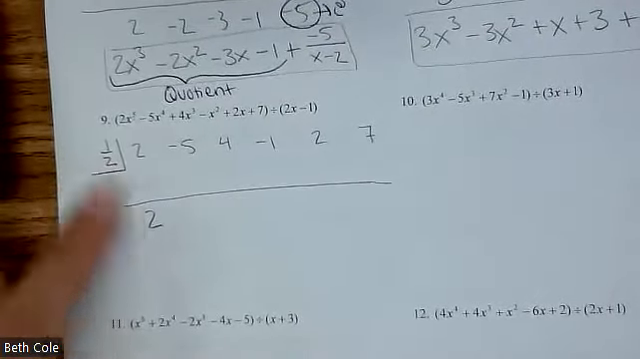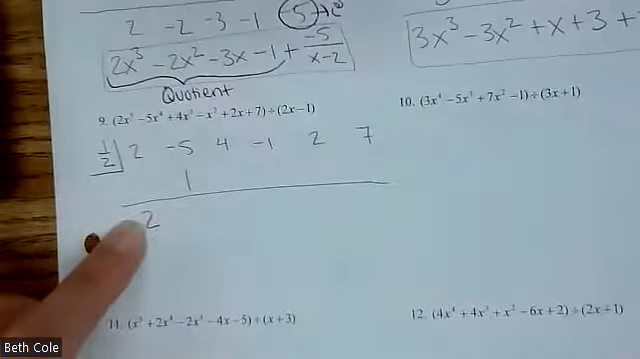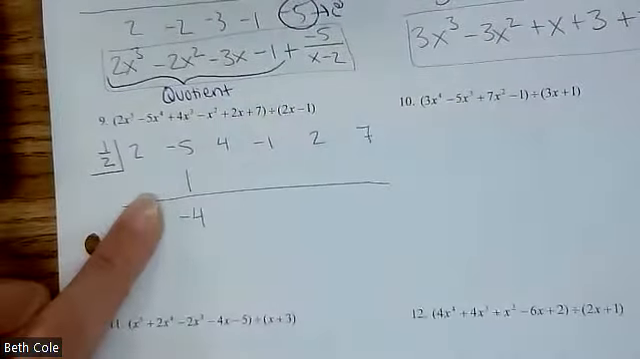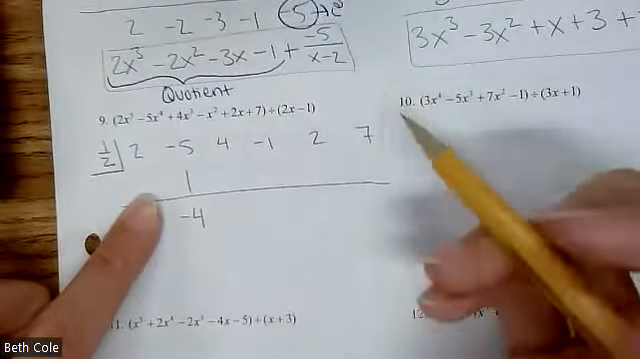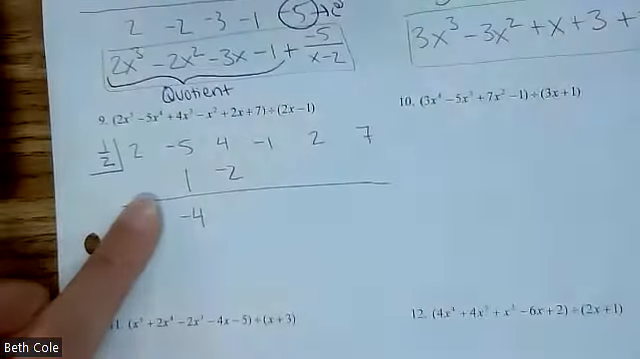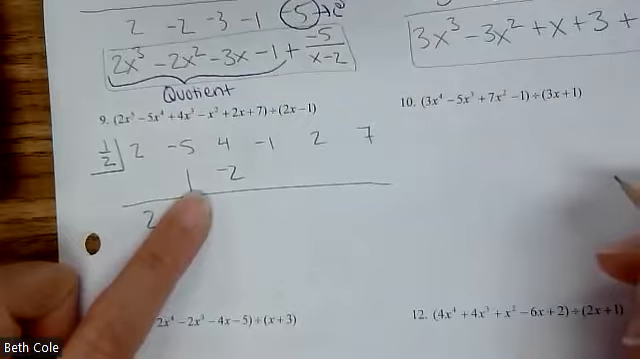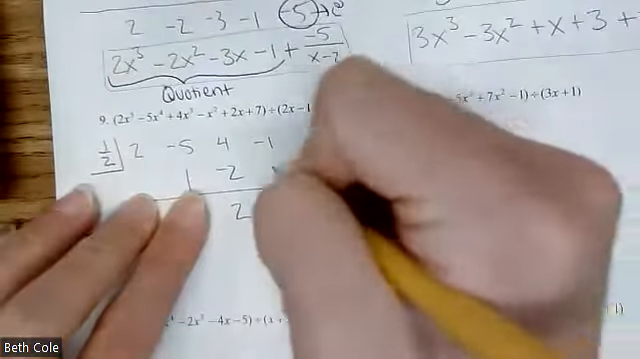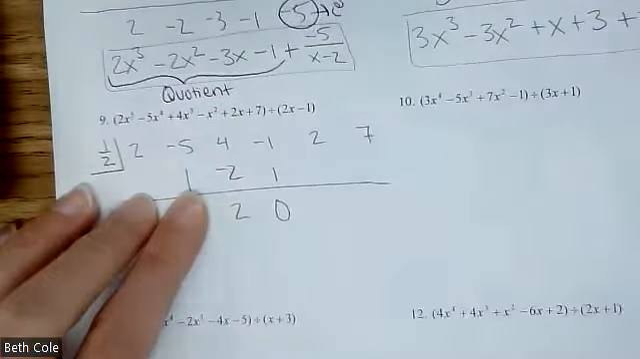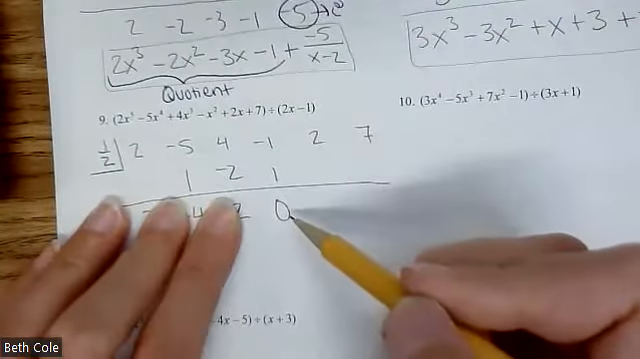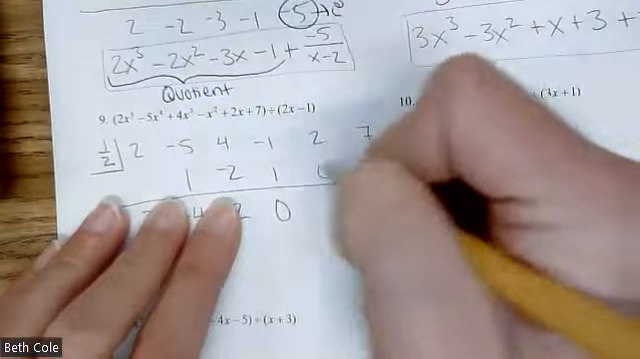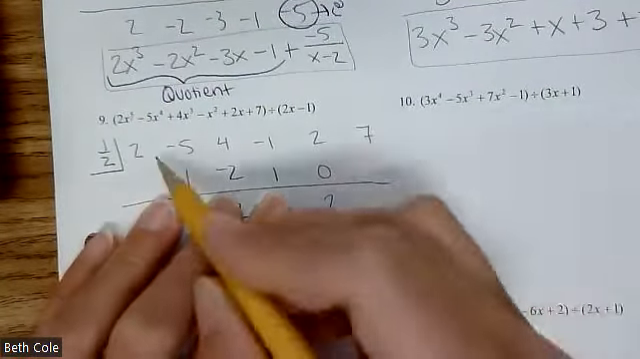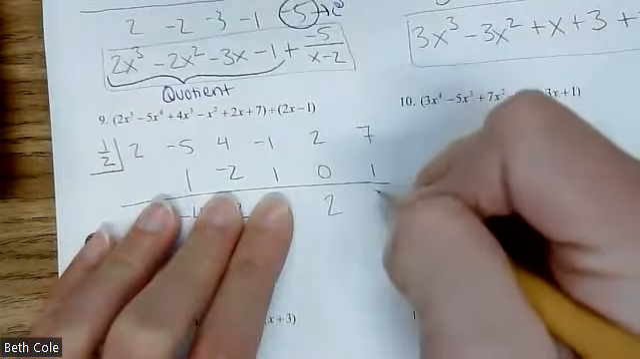All right, what's a half of 2? 1, good. Add the column. Perfect. Half of -4. Good. Add the column. 2. Half of 2 is 1. Add the column. Oh, isn't that nice? A half of 0 is 0. Add the column. You get 2. Half of 2 is 1. Add the column. 8.